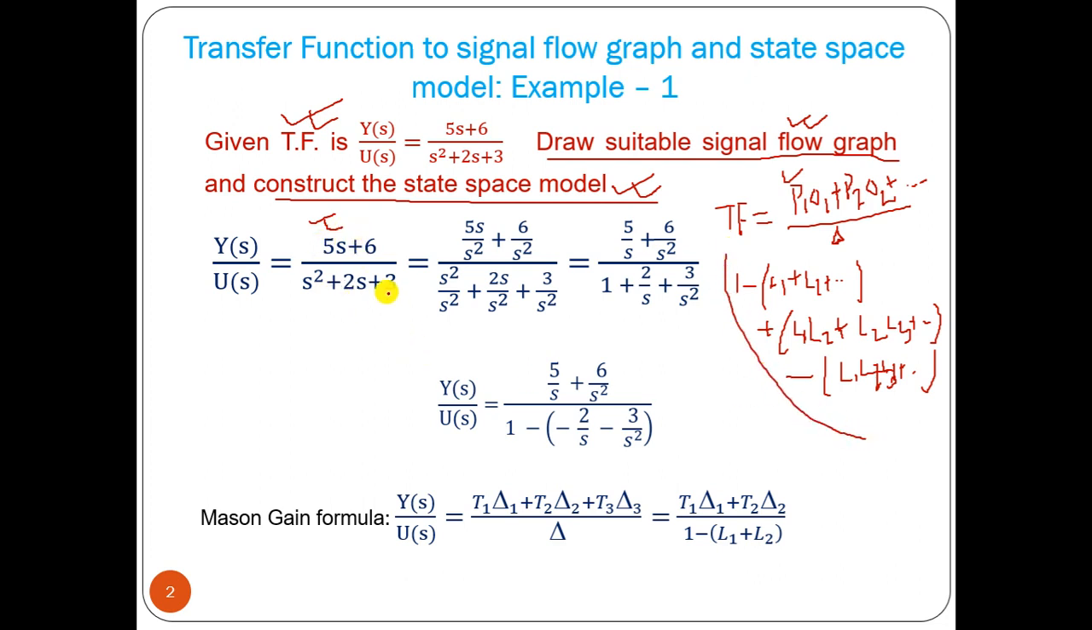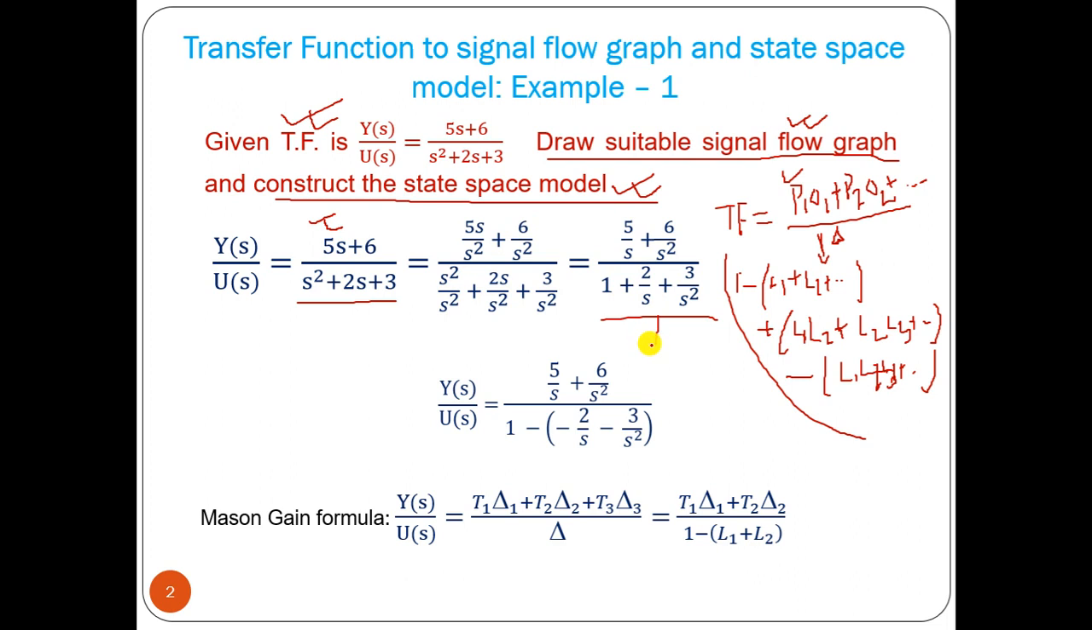Now this is the transfer function. The delta form should be 1 minus some terms, but here we don't have a 1 minus term, so the loop gains will be negative. We divide numerator and denominator by s square. The numerator becomes 5 by s plus 6 by s square, and the denominator becomes 1 plus 2 by s plus 3 by s square. So this is the form.